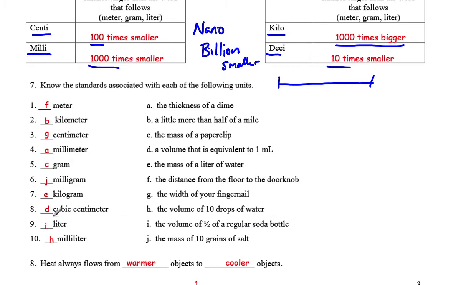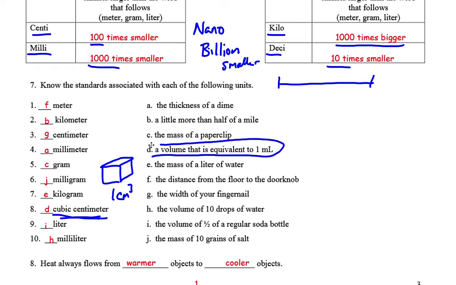One that I want to stress is a cubic centimeter. We talked about this when we did density. If we have a box that's a centimeter by centimeter by centimeter, so this is 1 cubic centimeter, and we filled it with any liquid, doesn't matter what it is, it would have a volume equal to 1 milliliter. So 1 cubic centimeter is equal to 1 milliliter. That's volume, how much we have.